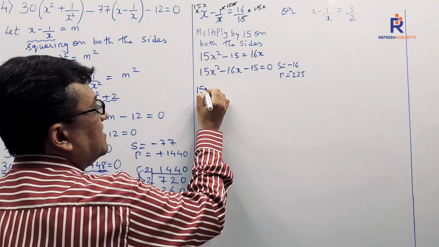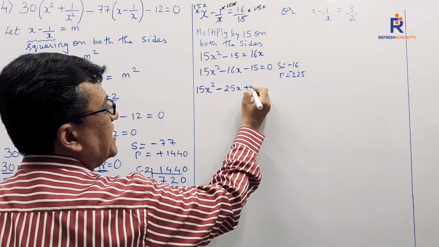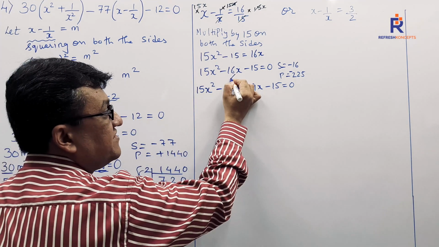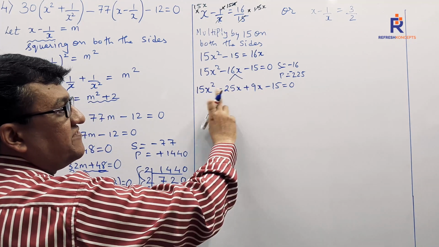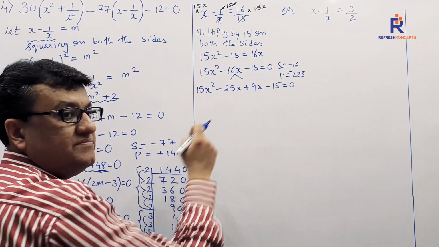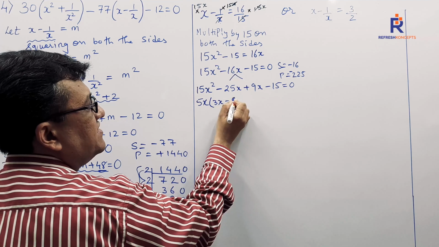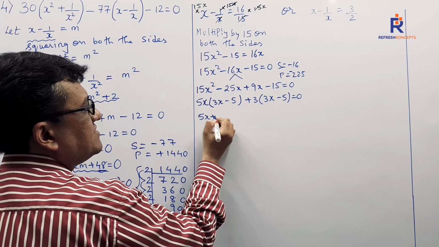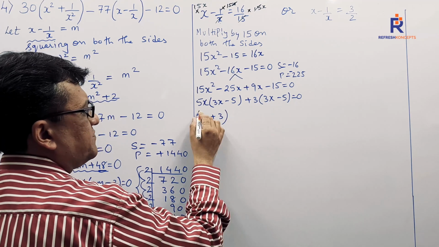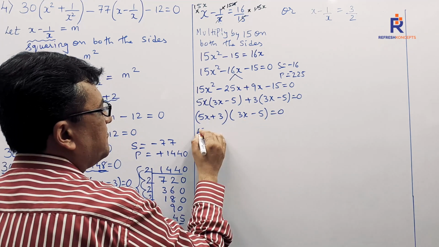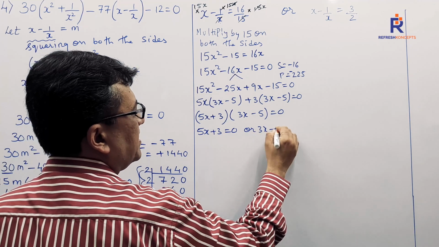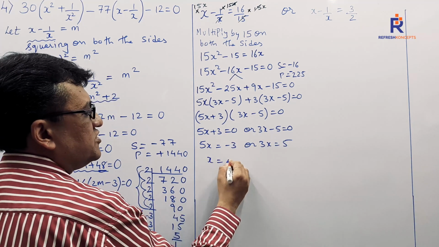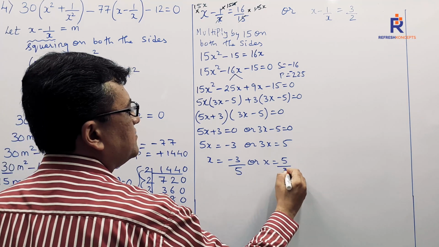Yes. So 15x square minus 25x plus 9x minus 15 equals 0. Again, I said earlier the technique and the tip: whatever the factors are, they will have some factors in common. 25, 5 common; 15, 9, 3 common. 5x, 3x minus 5 plus 3, 3x minus 5 equals 0. 5x plus 3 equals 0, or 3x minus 5 equals 0. 5x is equal to minus 3, or 3x is equal to 5. x equals minus 3 by 5, or x equals 5 by 3.